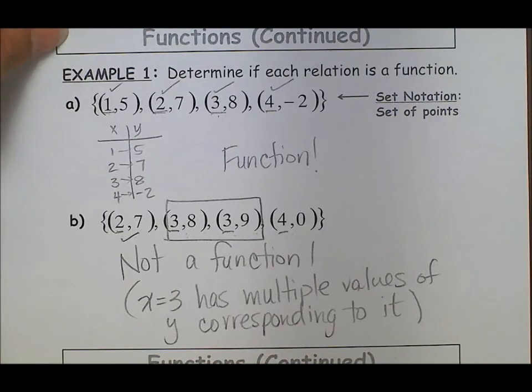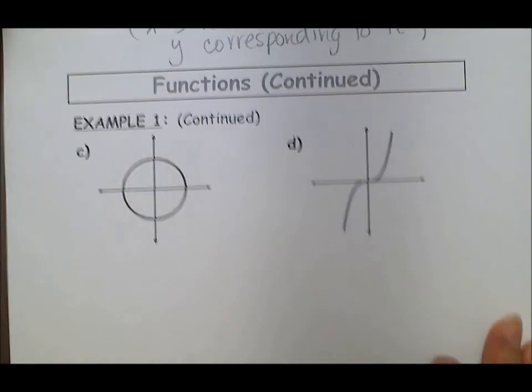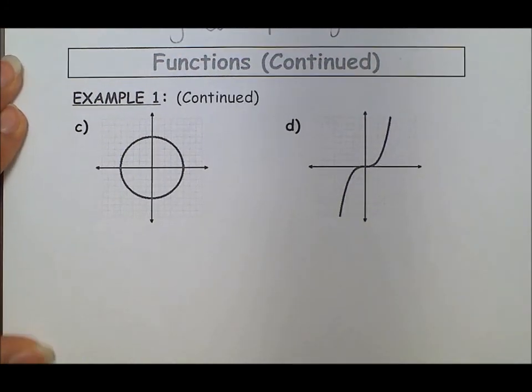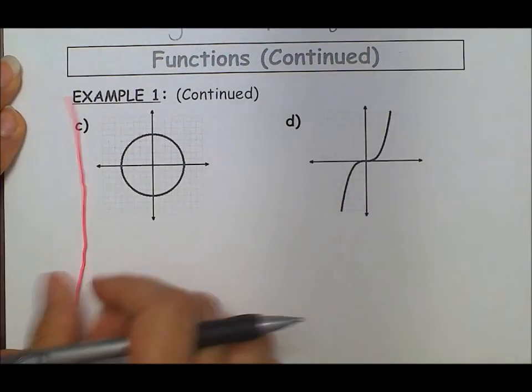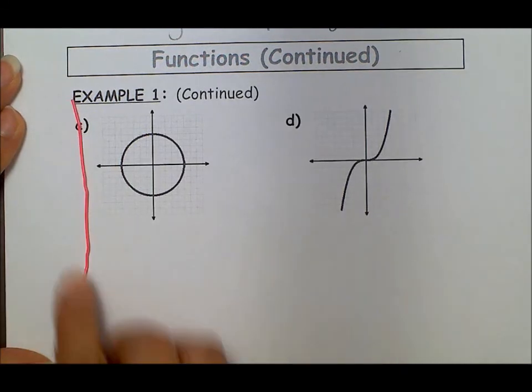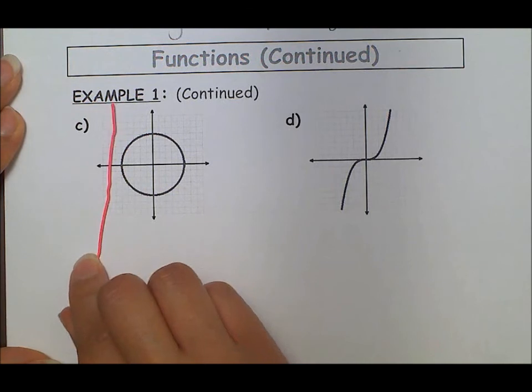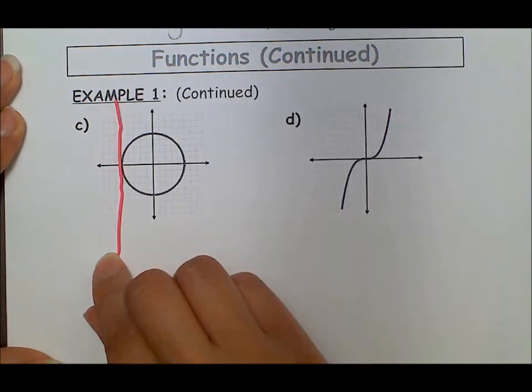Okay, here's a couple more examples. These ones are graphs, and so what that means is I can use my vertical line test to help me determine whether or not this is a function. And so here's my vertical line, and this is a circle. Some of you guys might be able to tell whether or not it's a function just by looking at it at this point. So if I move the vertical line across, what do you notice?